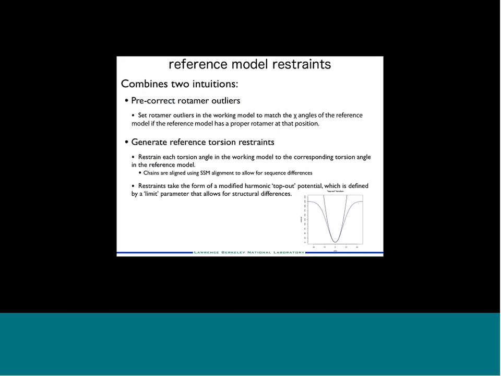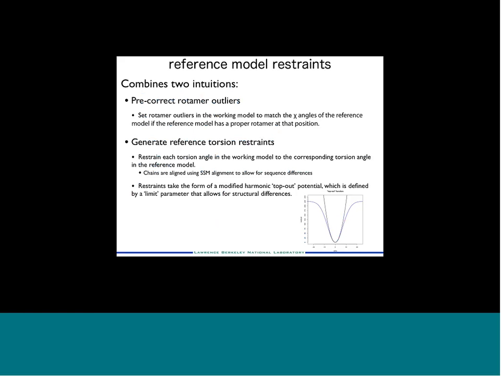And so what we do is combine two intuitions. The first being we know something about the rotameric state of the side chain. So if these models are very similar, whether it's the same protein or an apo form versus a ligand-bound form, or a similar protein from a different organism, we know generally what the rotameric state of the side chain should be if we solve this at high resolution.